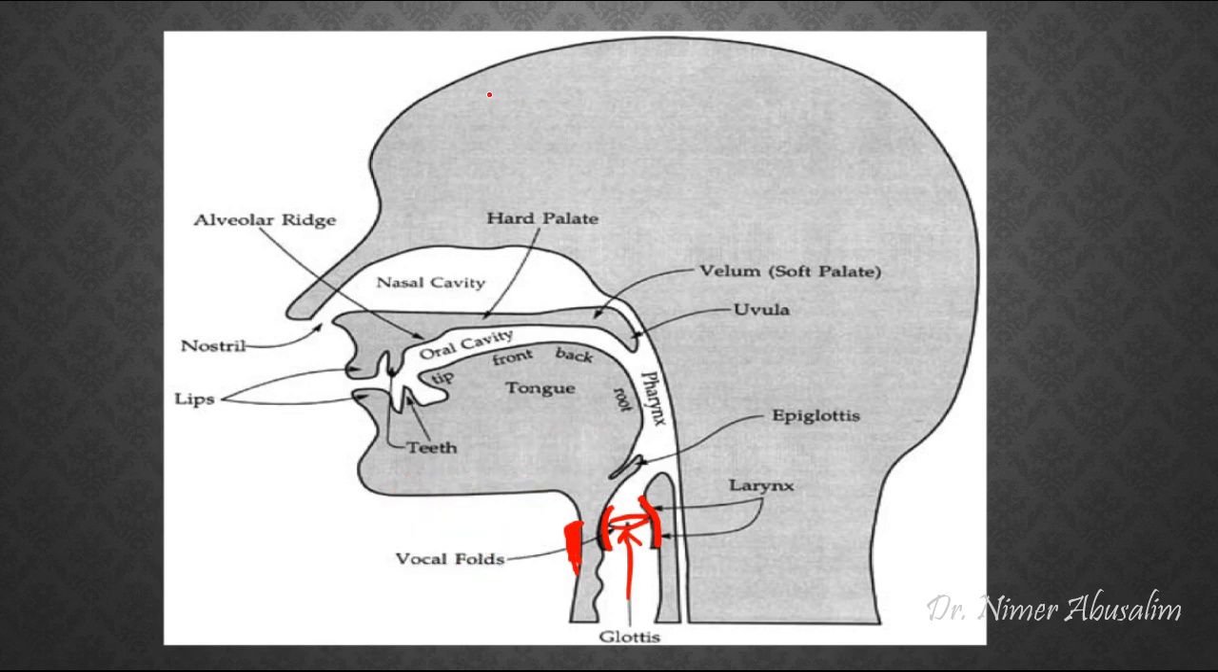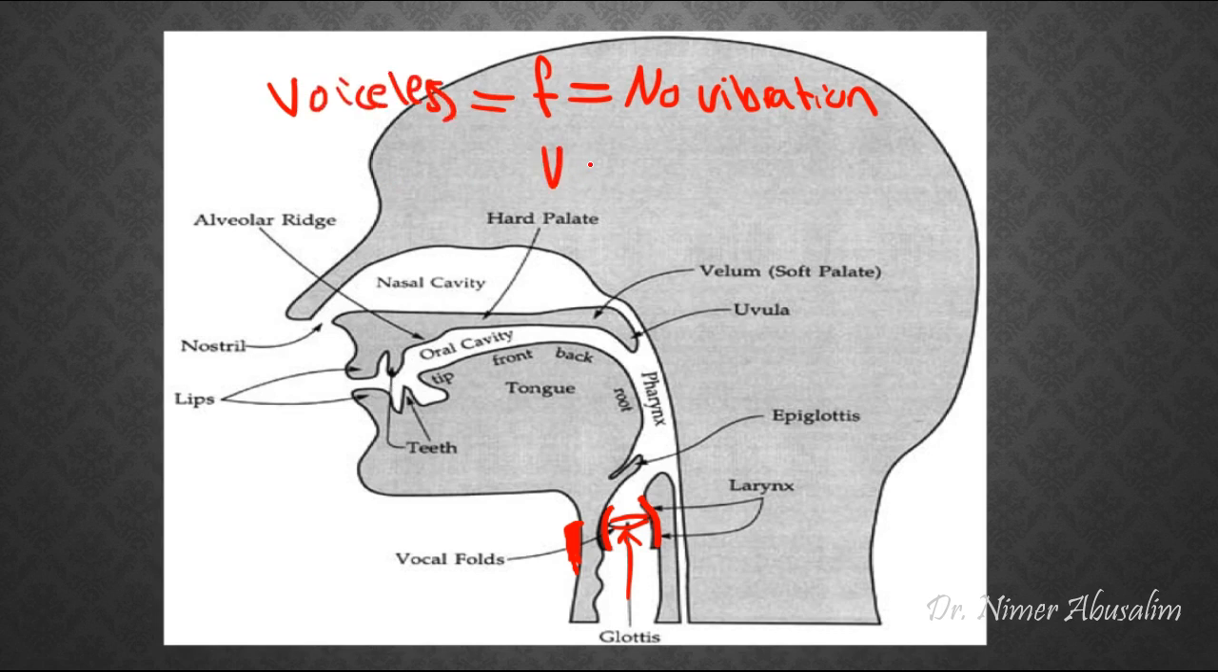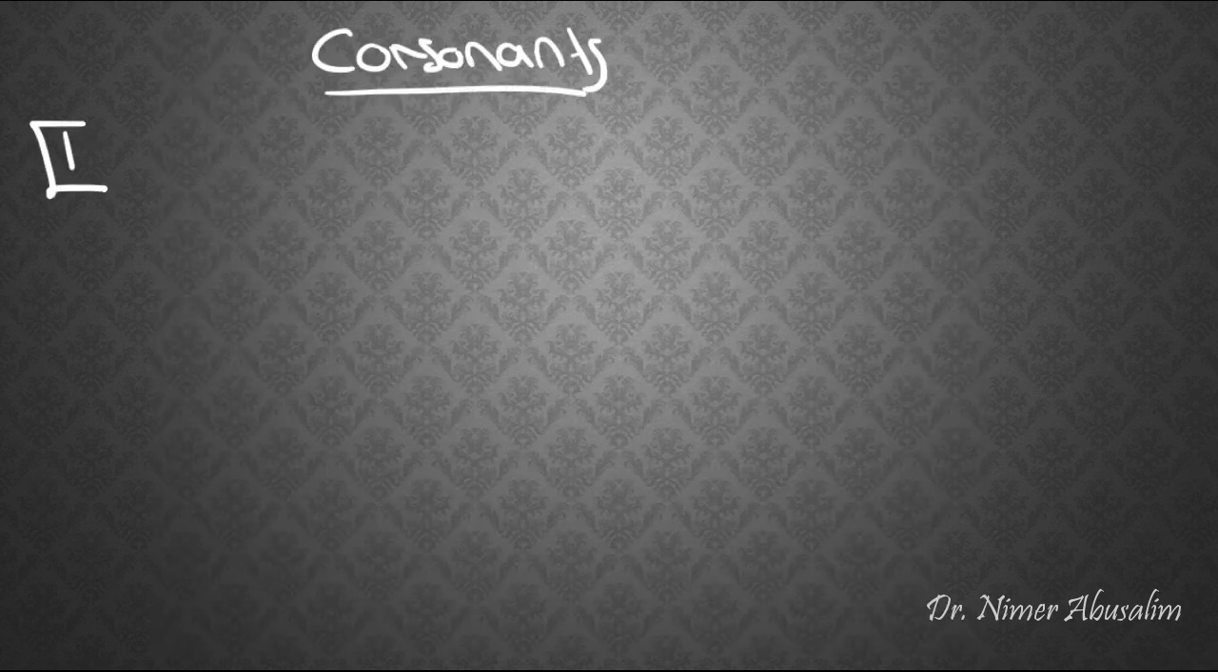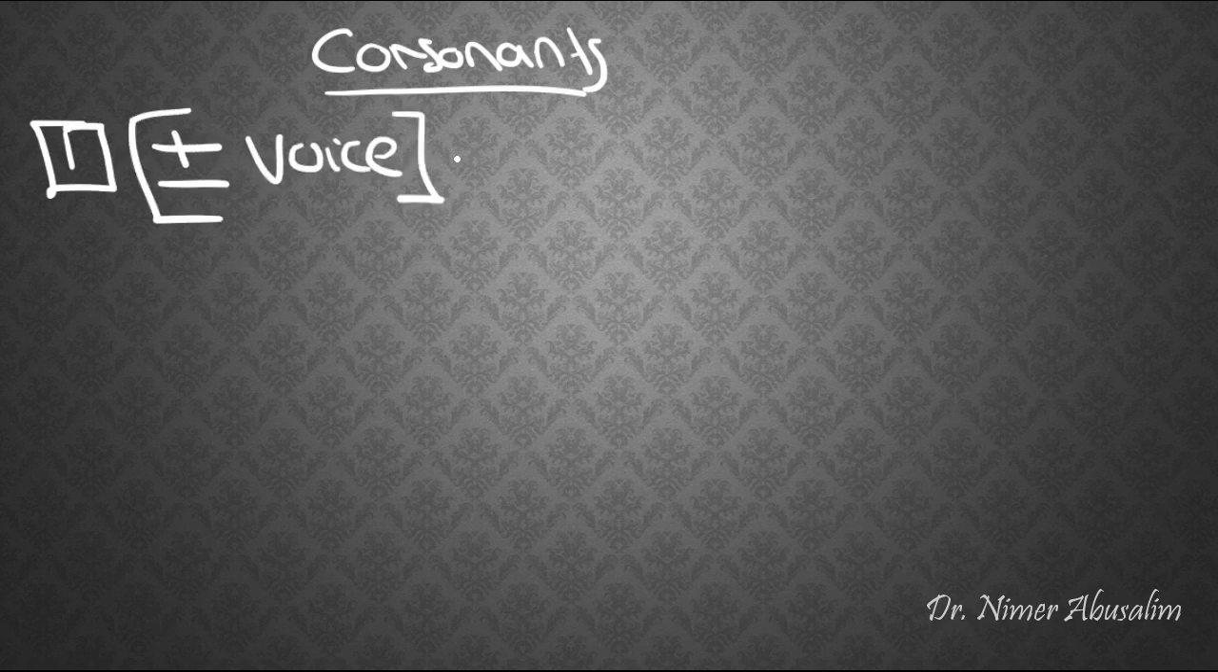Let's take another example. Try to produce the sound F continuously. There is no vibration, and so F is a voiceless sound. Try to produce V, and the result is you get a lot of vibration. So V is a voiced sound. There are three main ways that we can distinguish consonants. The first is whether the consonant is plus or minus voice. We've just seen a few examples of this. There are two more that we will talk about as we go through this lesson.